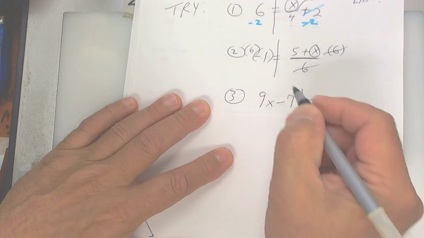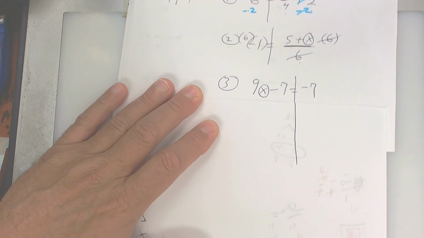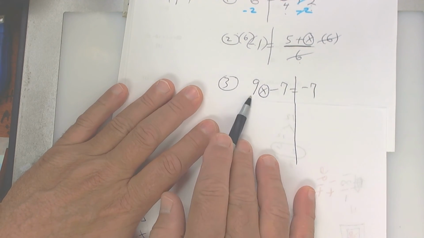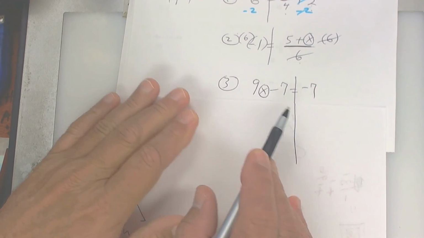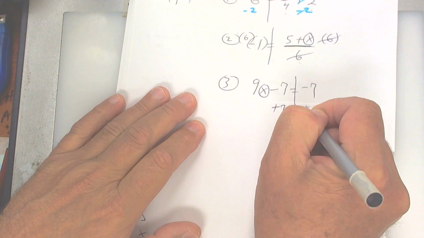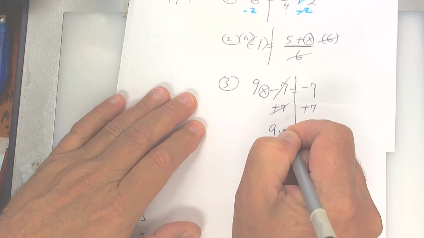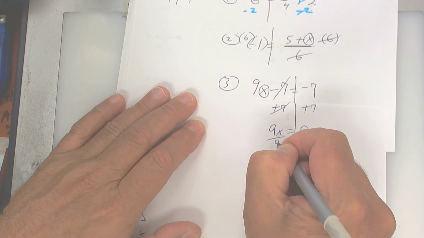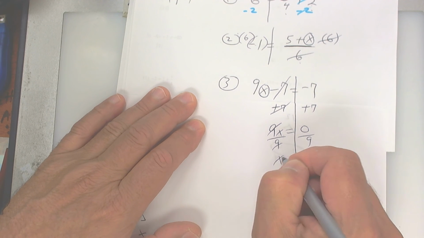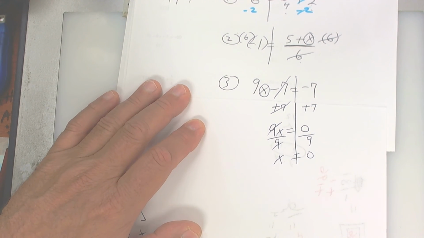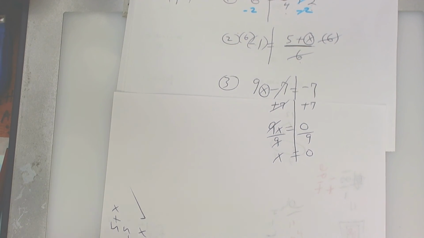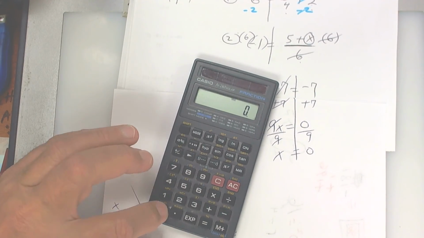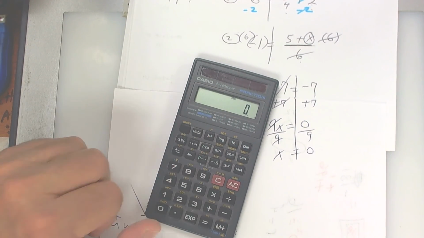Draw a line. Circle the x. There's the number with the variable, so that's last. So you want to add 7. So you get 9x is equal to 0, and then you want to divide by 9 and get 0. X is equal to 0. Try it on your calculator. Watch. 0 divided by 9 is 0.